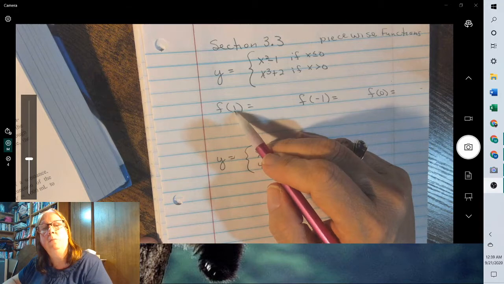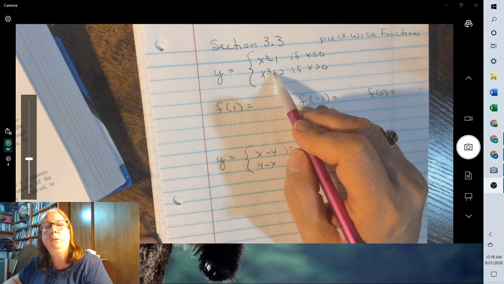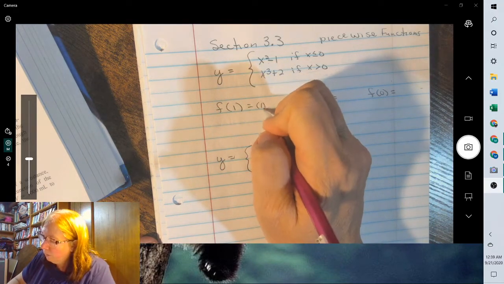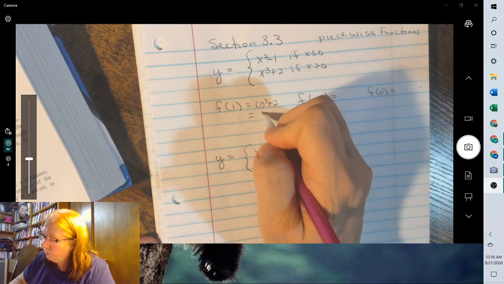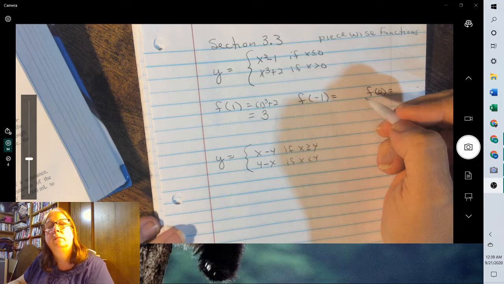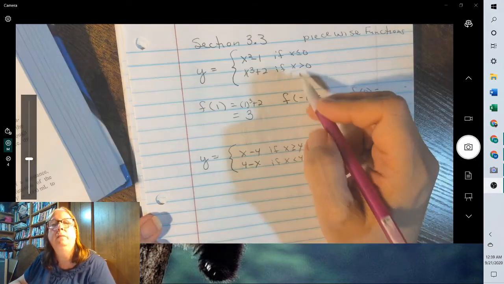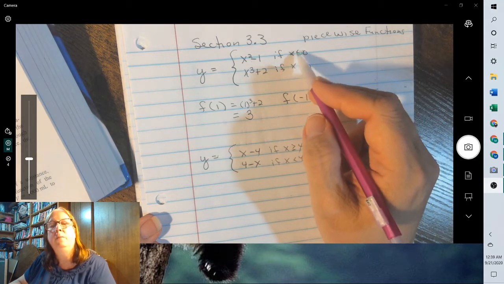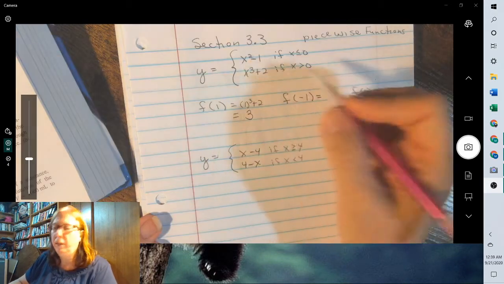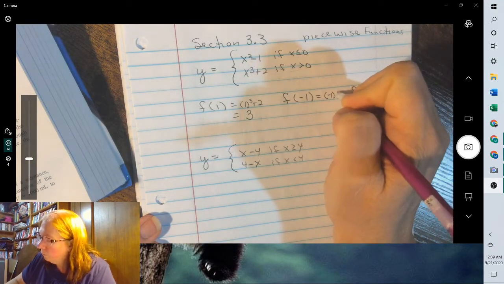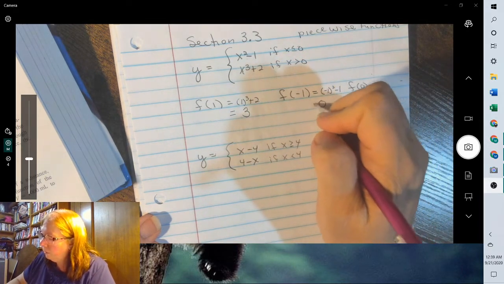So if we look at f of 1, 1 is greater than 0, so we would use this one. 1 cubed plus 2. 1 cubed is 1, plus 2 is 3. If we're looking at negative 1, it is here because negative 1 is less than or equal to 0. So we use this function, x squared minus 1. And negative 1 squared is 1. 1 minus 1 is 0.